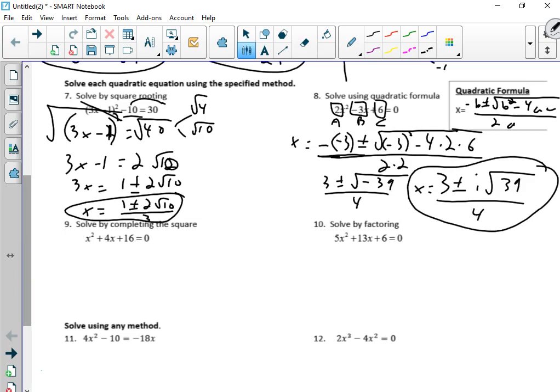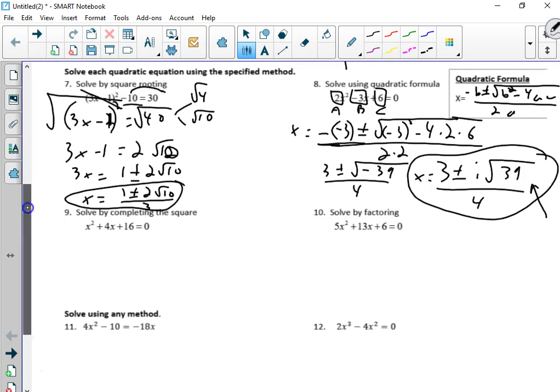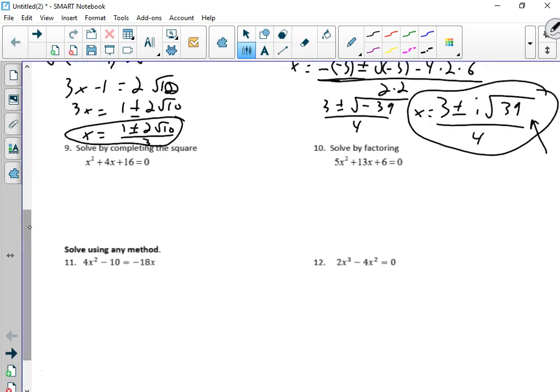Now remember, if we're doing quadratic, and this is a perfect square, and the number comes out, like say it was 36, it came out as 6, you would do 3 plus 6 divided by 4, and 3 minus 6 divided by 4. Okay, complete the square. We're going to move the 16 over, but leave a space. Equals negative 16 plus something.